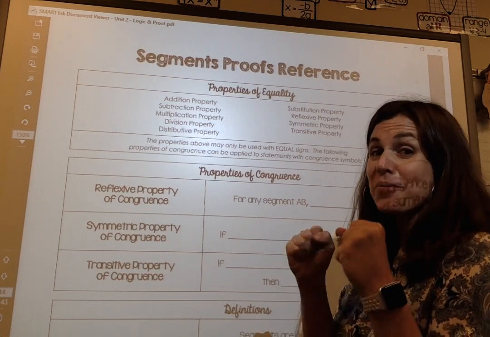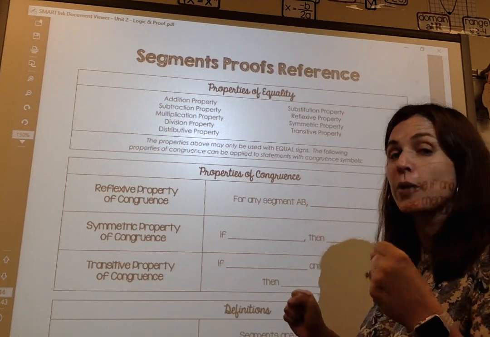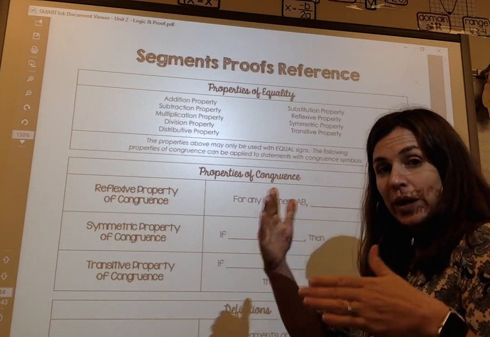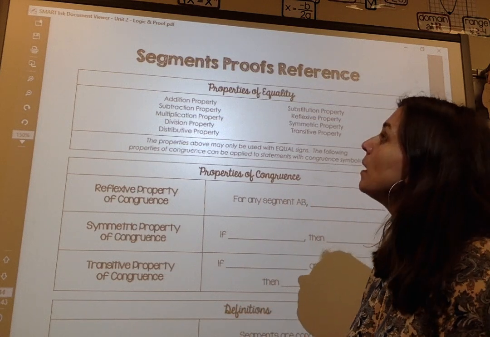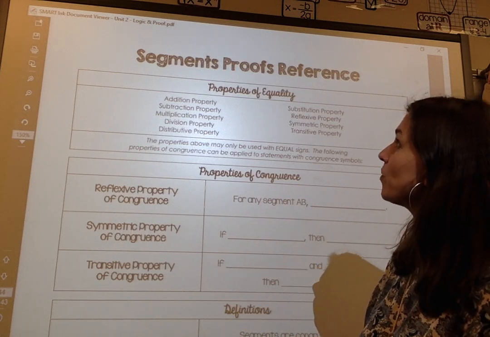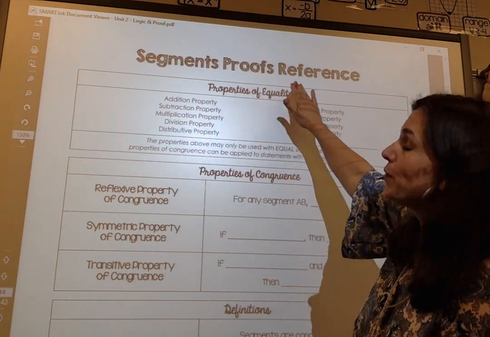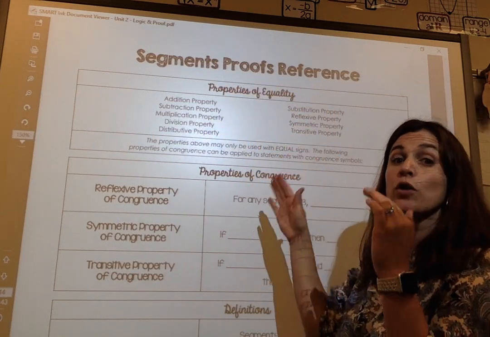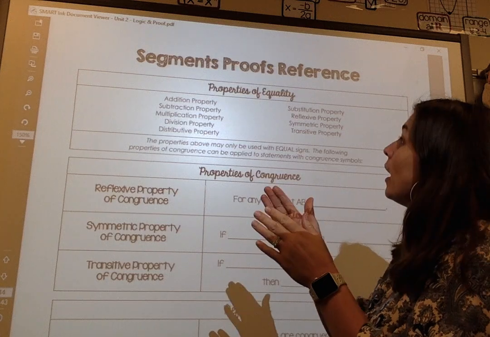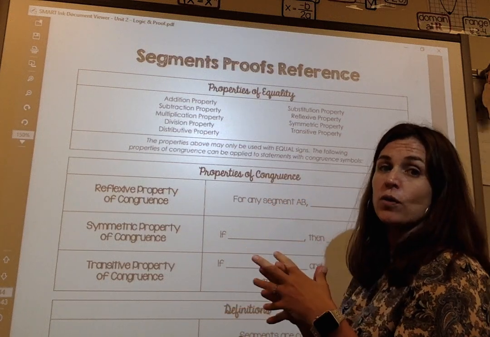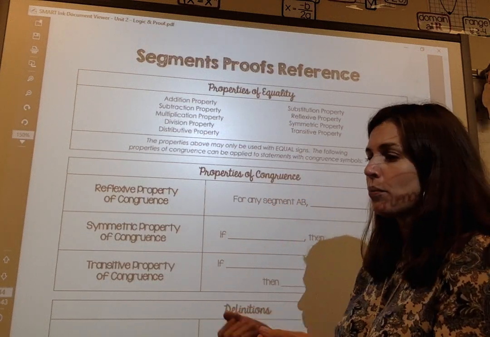We are beginning to start proofs, real proofs. So algebraic proofs, we kind of looked at the properties of equality. Now we're going to start segment proofs. Notice, segment proofs reference. Reference means we're going to refer back to this. So always keep this in front of you when you're doing proofs.